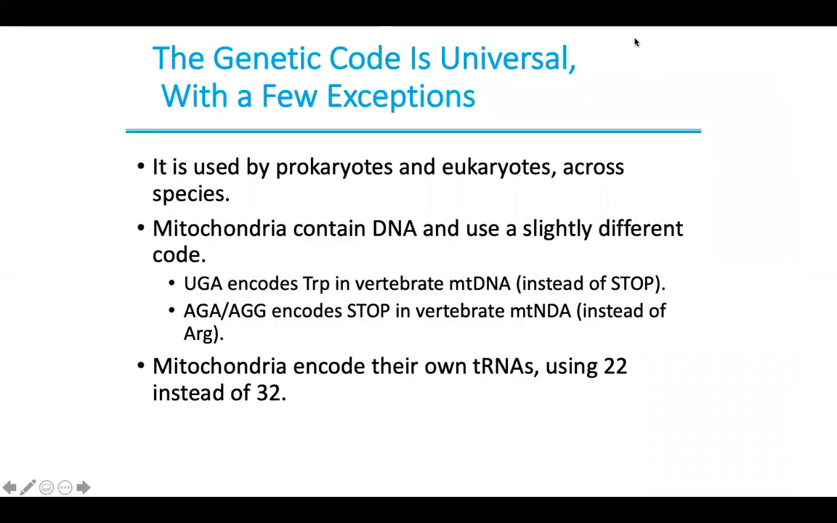The genetic code is universal with a few exceptions. It is used by prokaryotes and eukaryotes across species. Mitochondria contain DNA and use a slightly different code. In vertebrate mitochondrial DNA, UGA encodes tryptophan instead of stop. And AGA or AGG encodes stop instead of arginine. Mitochondria encode their own tRNAs using only 22 instead of 32.